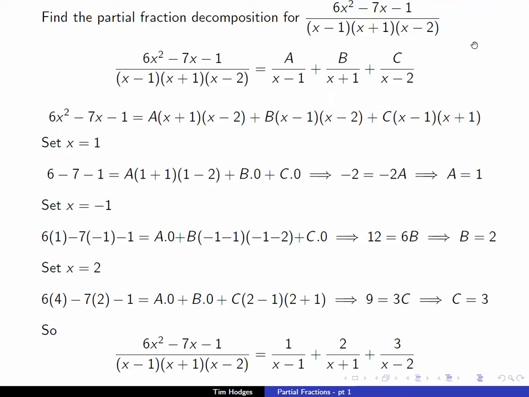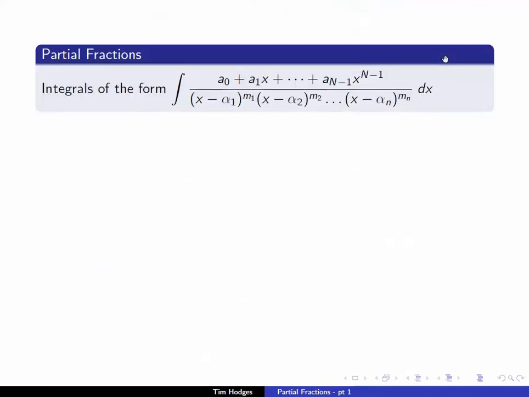So this is how we do the case where the denominator is a product of distinct linear factors. Let's have a look at the case where the linear factors are repeated. In other words, that some of the linear factors occur to a power. Again, we'll do a simple example. Here's the general case.